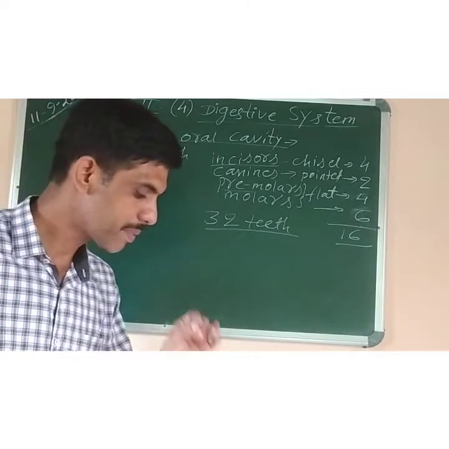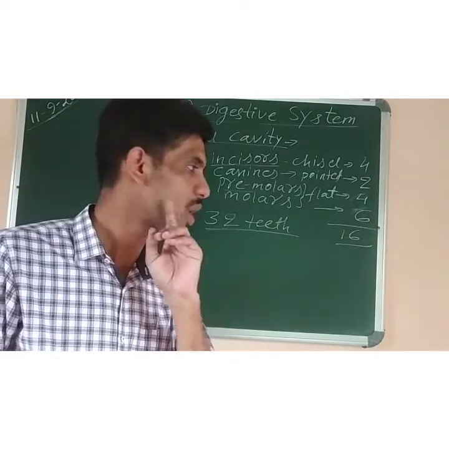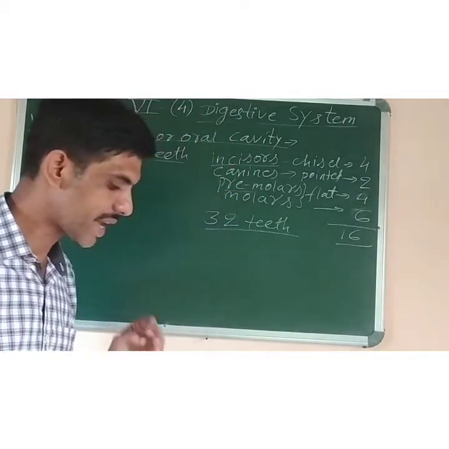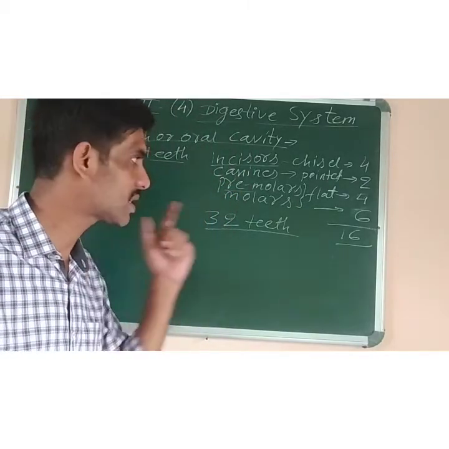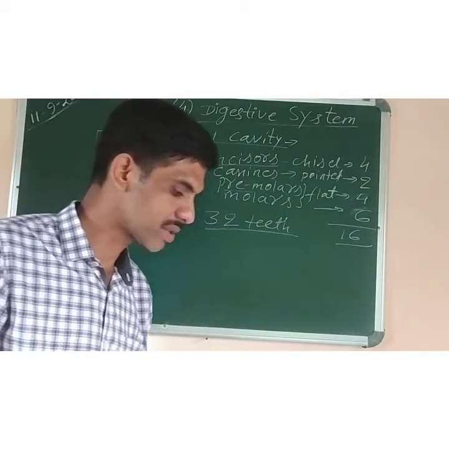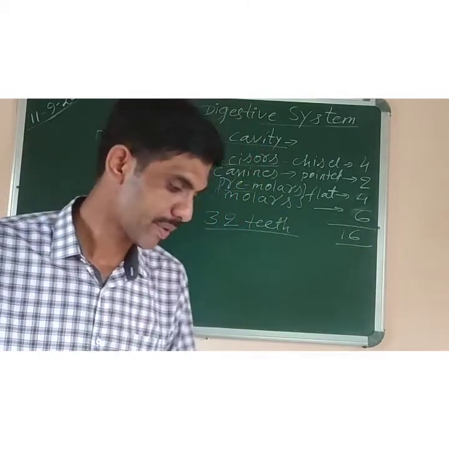Like I have dash teeth in each jaw. In each jaw, how many teeth are there? 16. Then second one, there are dash incisors. How many incisors are there? 4 incisors. So you can fill these blanks, okay, and draw the diagram also if you like.